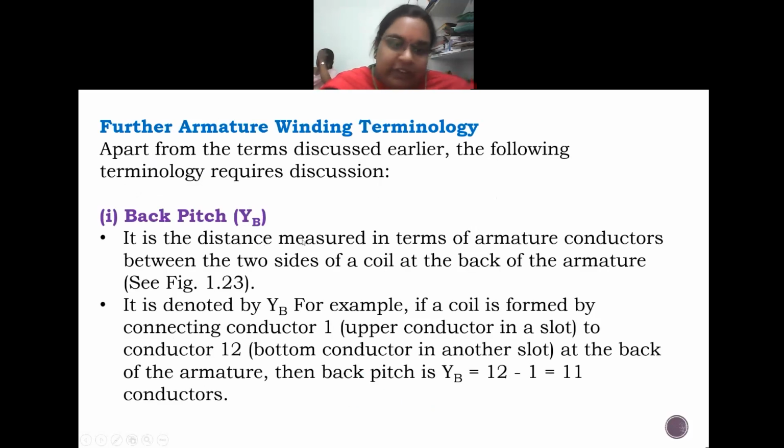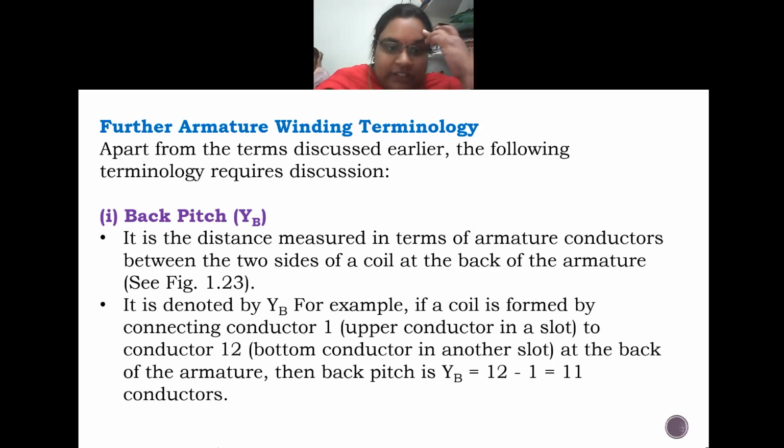It is denoted by YB. For example, if a coil is formed by connecting conductor 1, that is the upper conductor in a slot, to conductor 12, that is the bottom conductor in another slot at the back of the armature, then the back pitch YB is equal to 12 minus 1, that is 11 conductors.